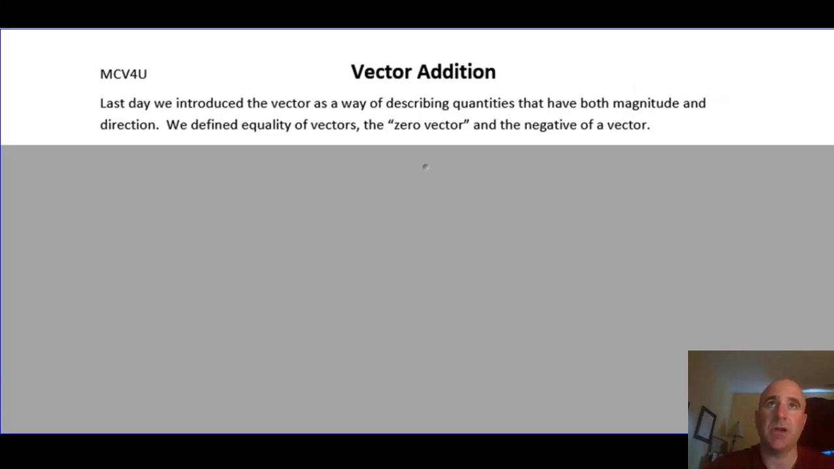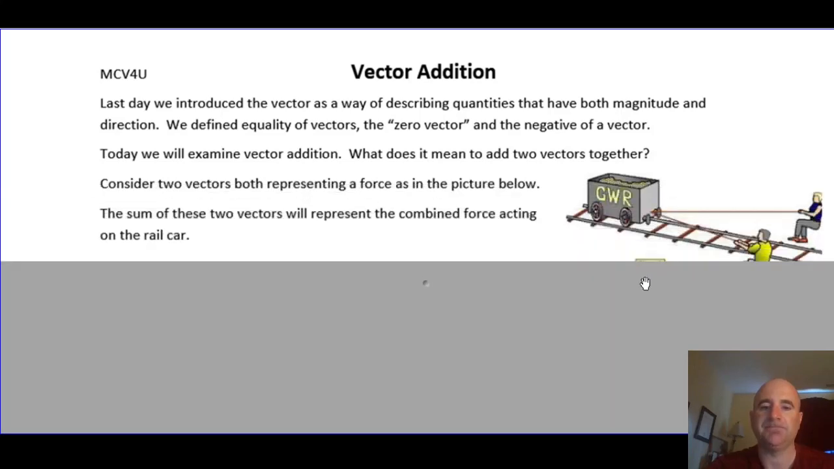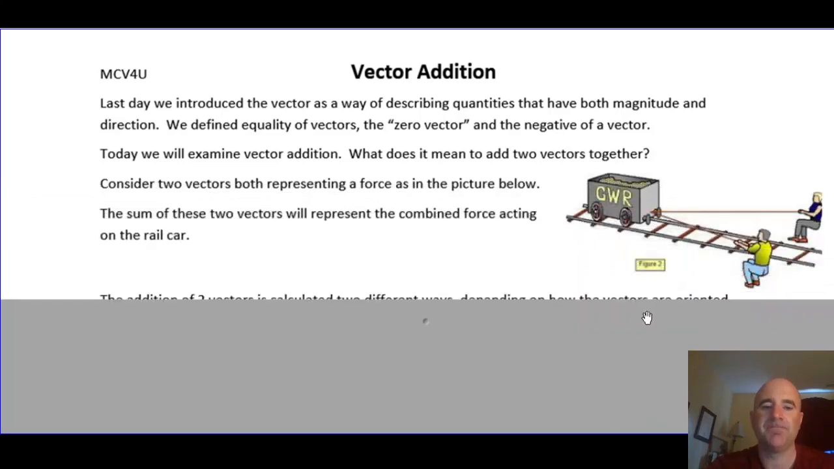So what does it mean when you want to add two vectors together? We know what it means to add numbers together. You combine them, 3 plus 5. I can imagine 3 apples plus 5 apples, it gives you a total of 8 apples. So vector addition is obviously going to be different than that. We're going to talk about adding vectors as kind of combining them.